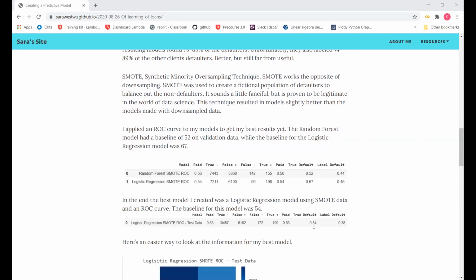So I got 0.54 for the recall on my defaulters, and a 0.63 on the non-defaulters, which means I would be telling the bank that 38% of their people are going to default, which is not particularly useful.